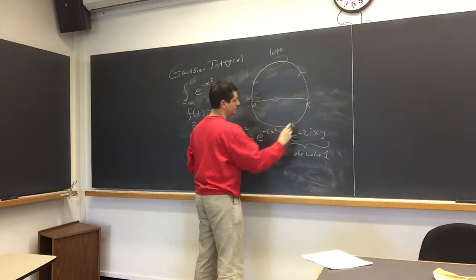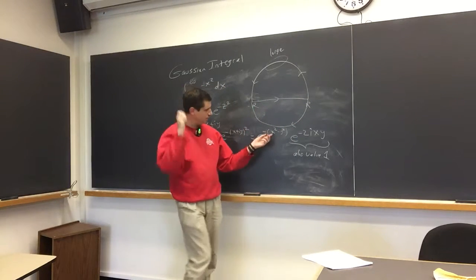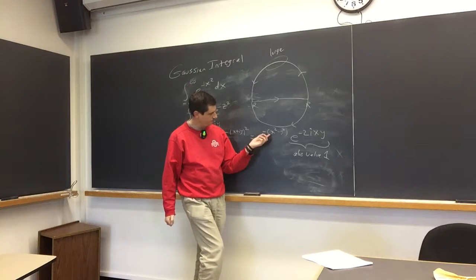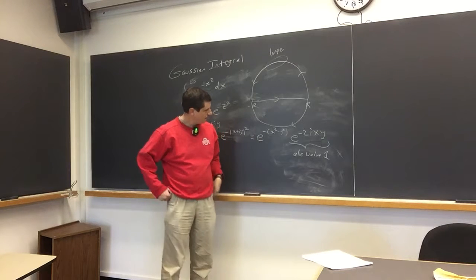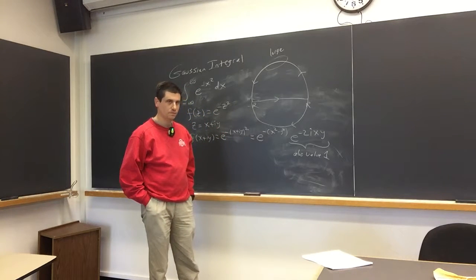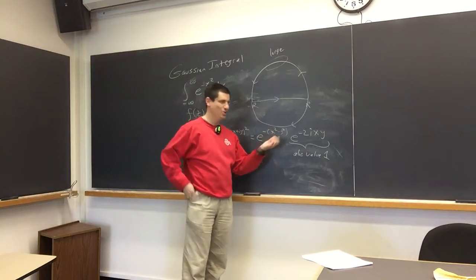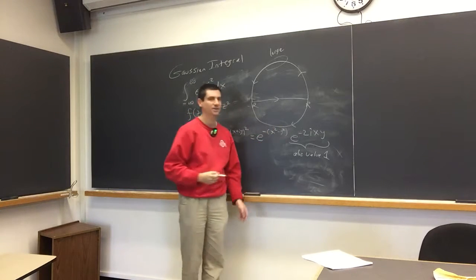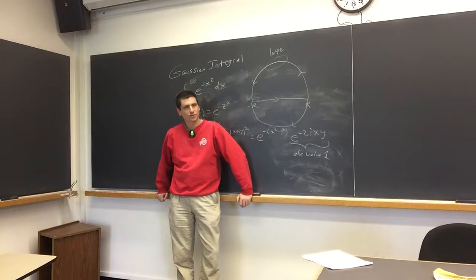If we do this instead, let's see what would happen. We have e to the negative x squared minus y squared. Does it really matter if y is positive or negative? No, we're squaring it. We'll have this problem down here. So neither approach is going to work for this one, unfortunately.